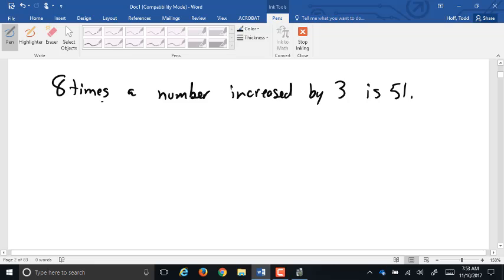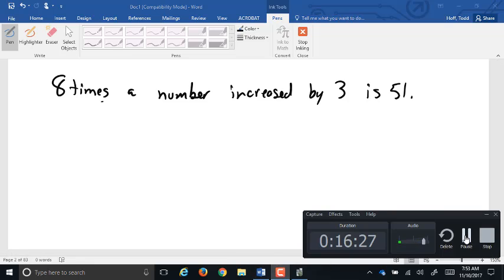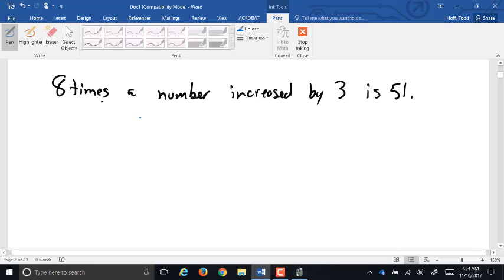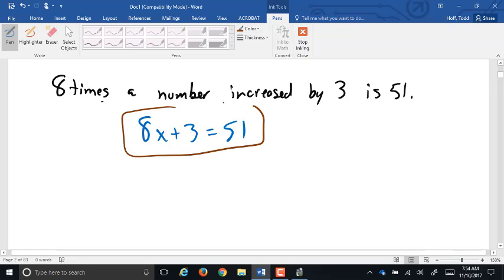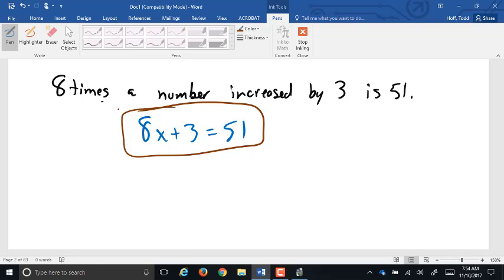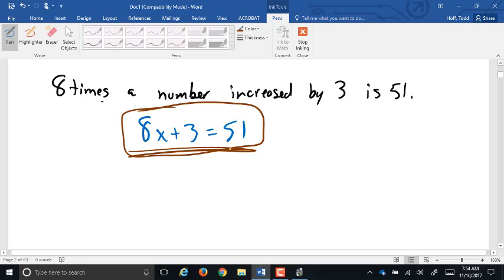I want you to take a second in your notes and write out what that's going to look like written in math. So what do you get? 8x plus 3 equals 51. So we can create that equation from the phrase. And as we go through, we're going to look at creating those equations from word problems. Well, before we get too much further into it, let's talk about what we would do with this equation.